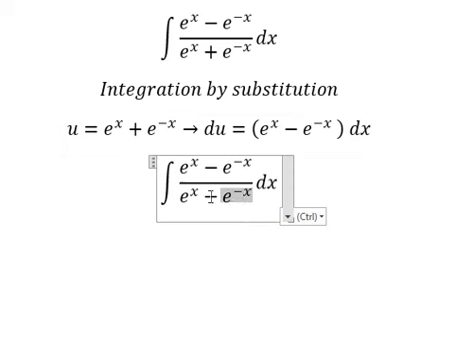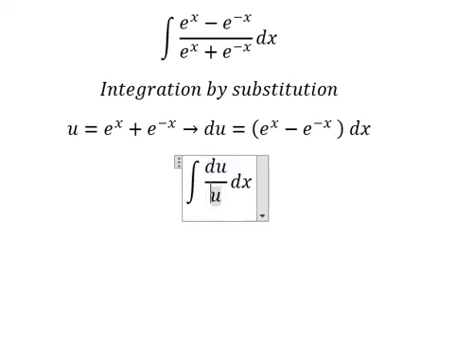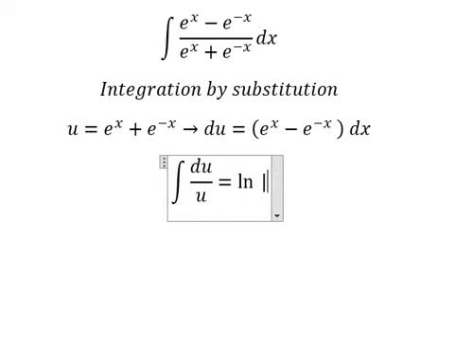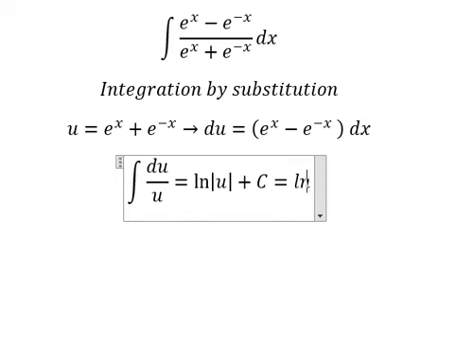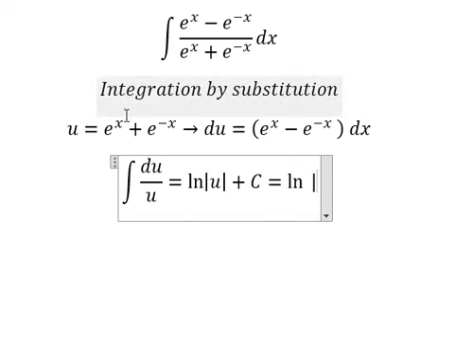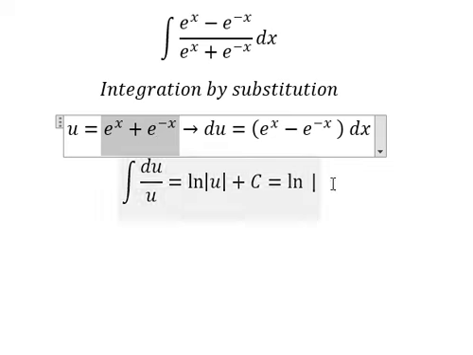This one we change to u. This one we change to du. The integral of this one is Ln of the absolute value of u, and I will put plus c. Here u is this expression.